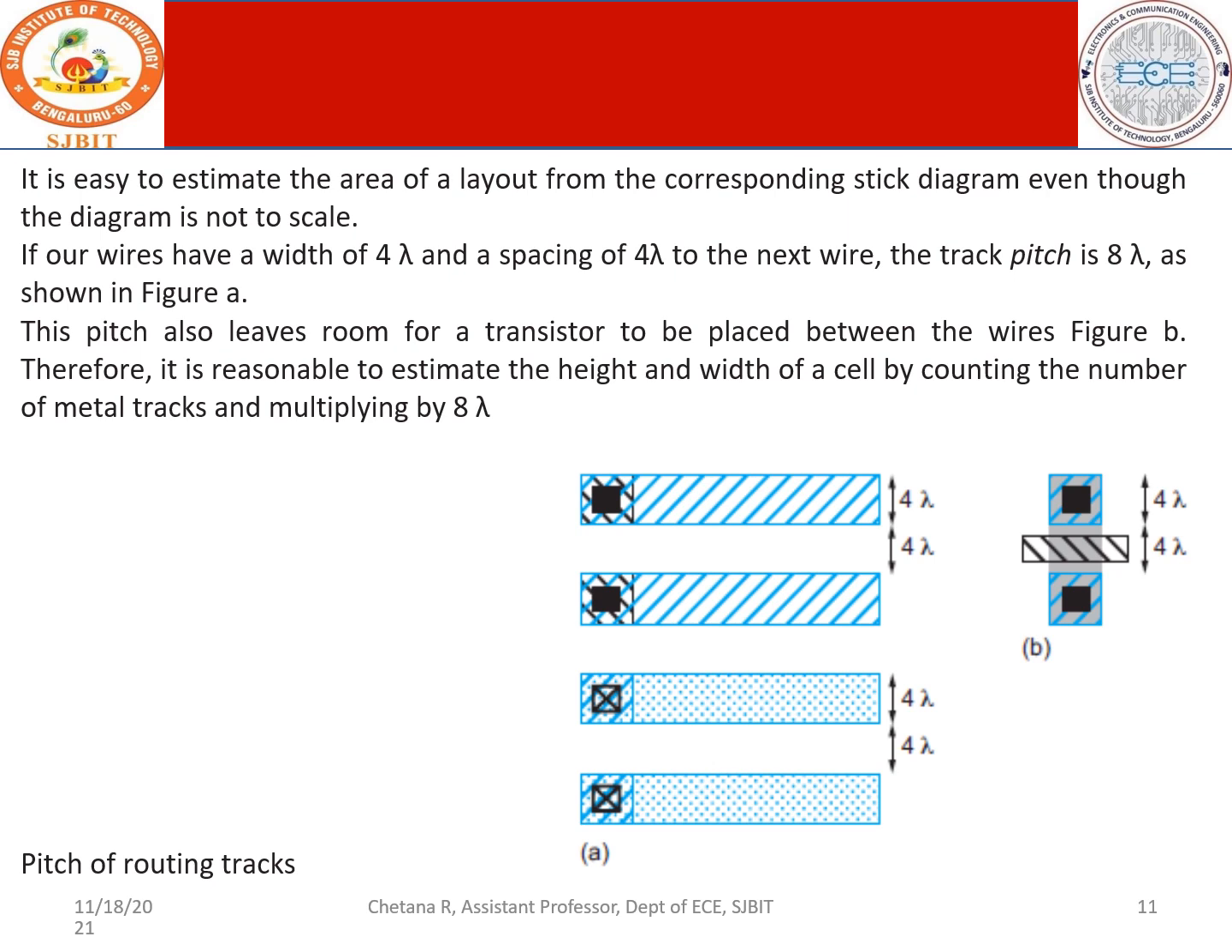The pitch also leaves room for a transistor to be placed between the wires, as in Figure B. In between this space you can have your polysilicon, or a transistor being created. Therefore, it is reasonable to estimate the height and width of the cell by counting the number of metal tracks and multiplying by 8 lambda. So it is simple to understand. Whenever you need to calculate any metal to metal area, you have to multiply by 8 lambda, because the pitch is 4 lambda of the metal and the spacing between two layers is 4 lambda. Together it makes 8 lambda.